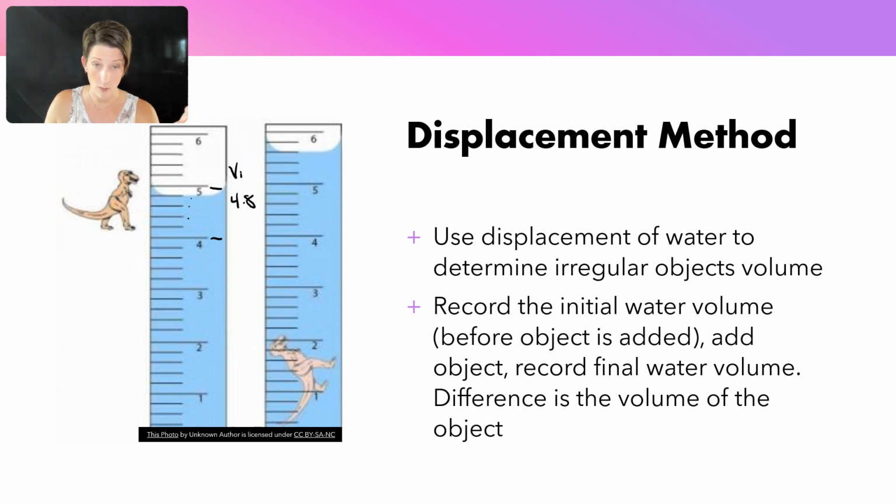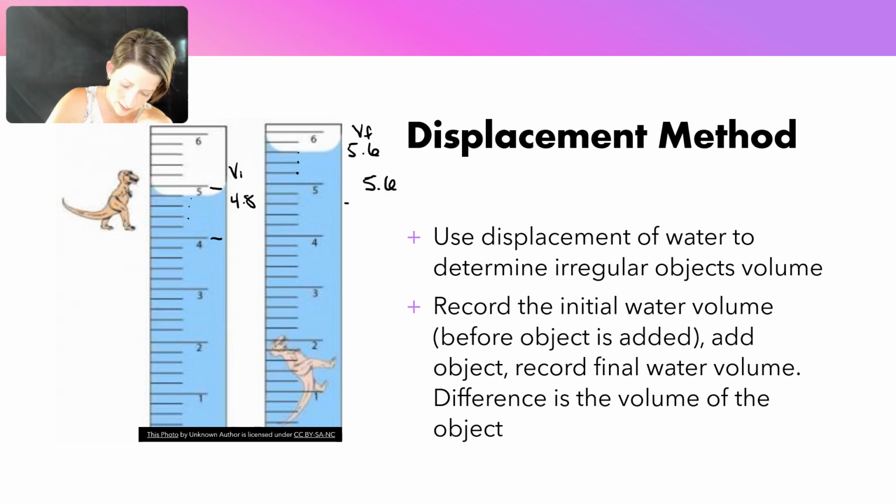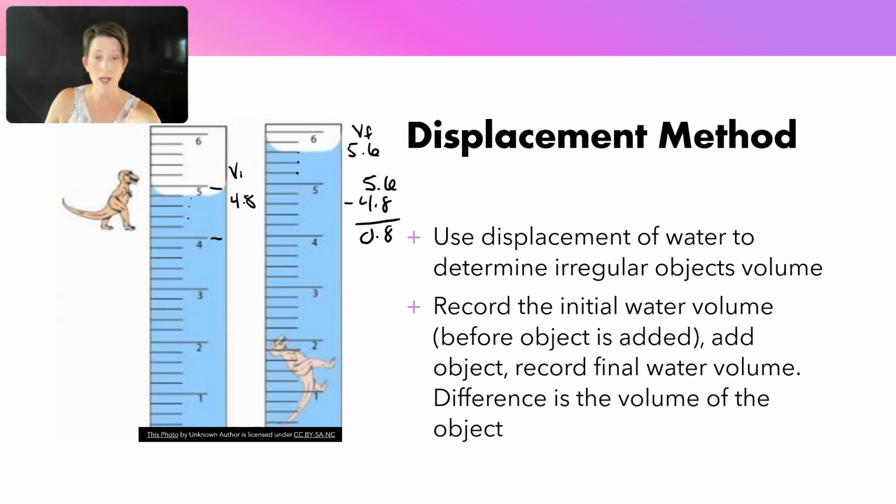So then you're going to put the object, our dinosaur, into the water, and it's going to raise the water a certain amount based off the amount of volume that object has. So then we read that final volume, 5.6. The difference between the two, so 5.6 minus 4.8 equals 0.8, is the volume that that object has.